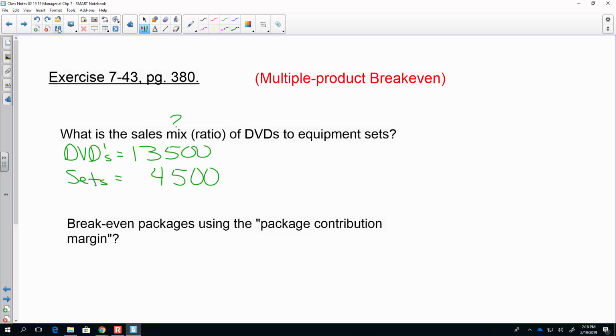Okay, so what is that? What would you try first? 4,500. Yeah, 4,500. Does it fit? Does it work? Let's try it. 13,500 divided by 4,500.